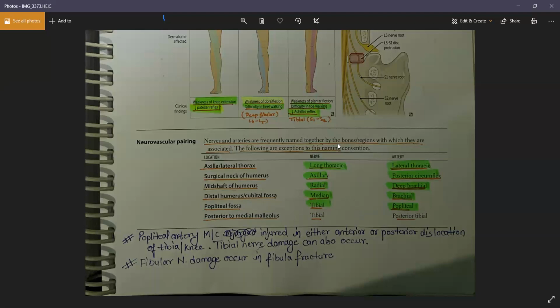So Step 1 will give you a patient, and they will describe some symptoms corresponding to a nerve damage, and they will ask what artery can get damaged because of this presentation. What arteries can be damaged along with these nerves? So you need to remember the neurovascular pairing for that: what arteries are paired with what nerves. Very important.